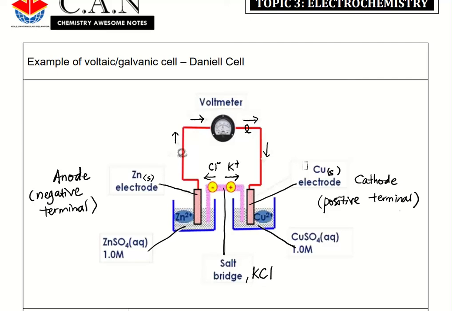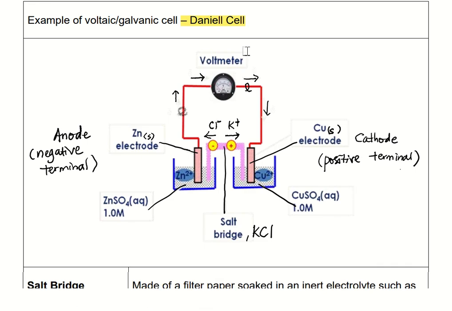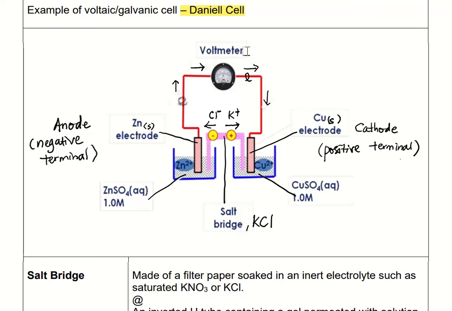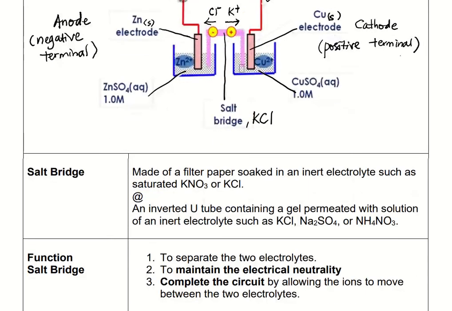Okay, for example, voltaic and galvanic cell. The other name we call is a Daniell cell. So when the question asks you to draw the diagram, it should be like this. For a galvanic cell, you have to know there is the voltmeter. Okay, they have a salt bridge here.